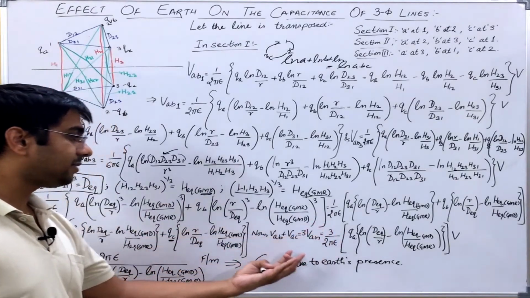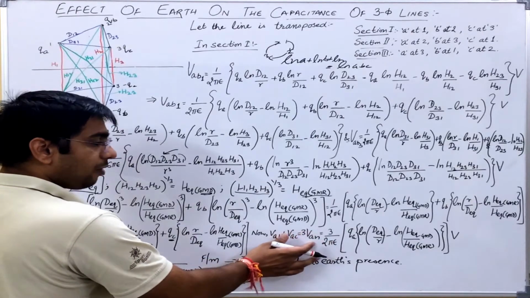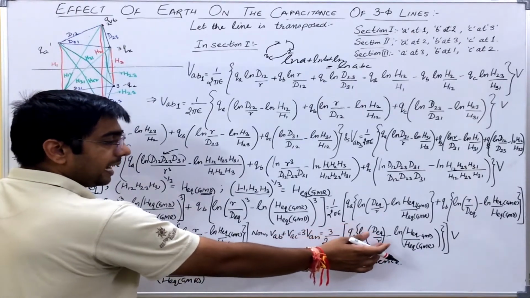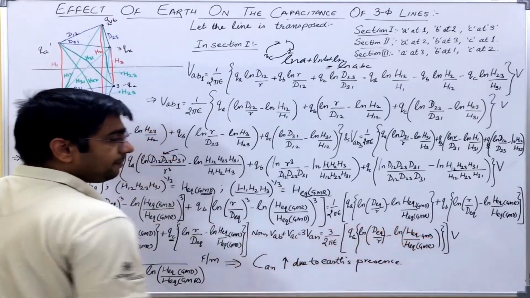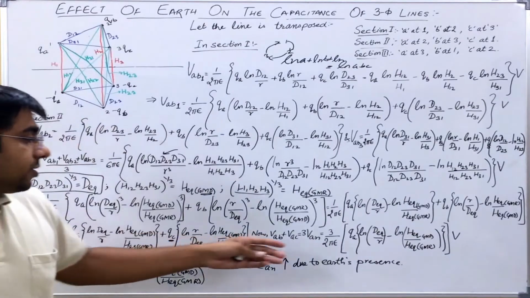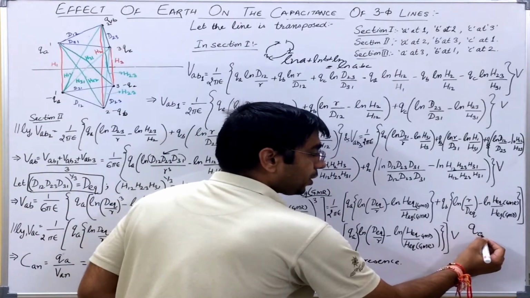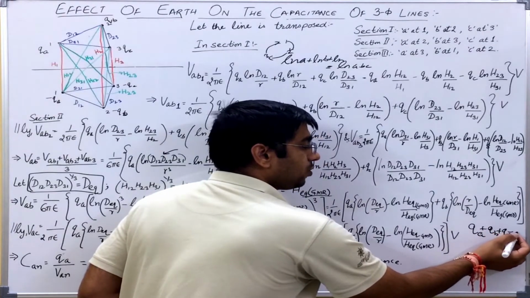3 will come outside and cancel this 3. Now VAN will come out to be 1 by 2 pi epsilon, QA natural log D equivalent by R minus natural log H equivalent GMD by GMR. You see, this 3 has come out from the equation QA plus QB plus QC is equal to 0.